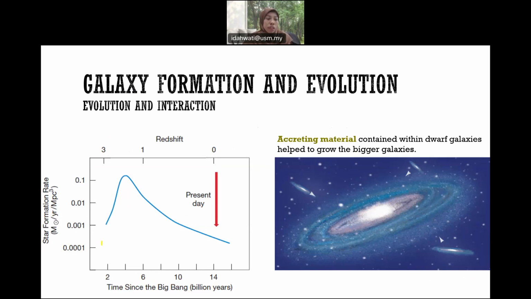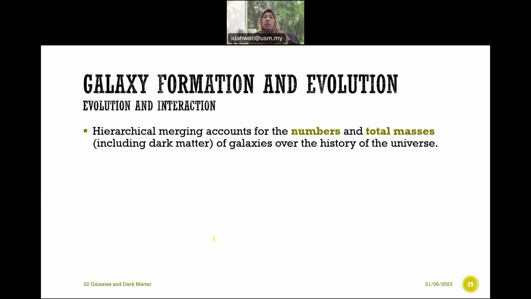Okay, so now the star formation since the time of the Big Bang is shown here. So that will be the peak, the maximum star formation rate, about 0.1 and above. And after that it will gradually decrease with time. Okay, and now we have the present day. So this hierarchical merging accounts for the numbers and total mass, including the dark matter, of galaxies over the history of the universe.